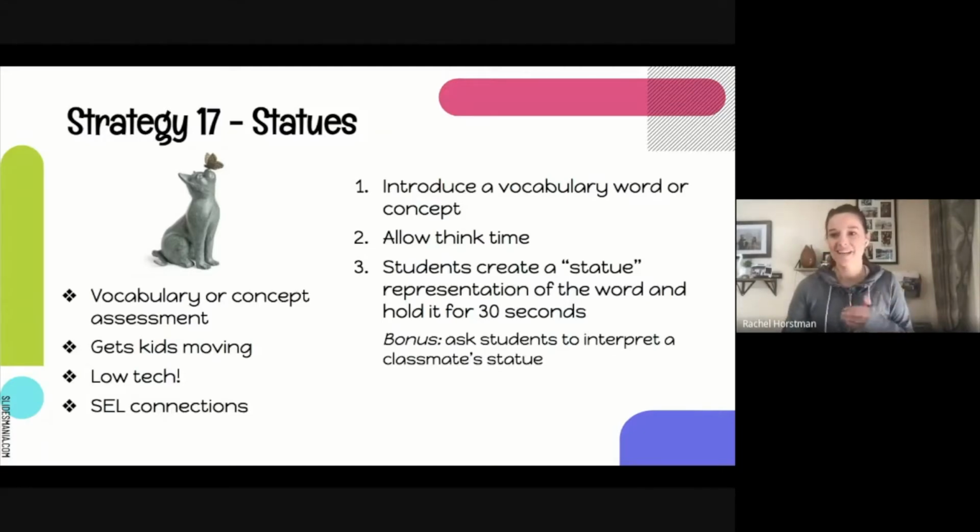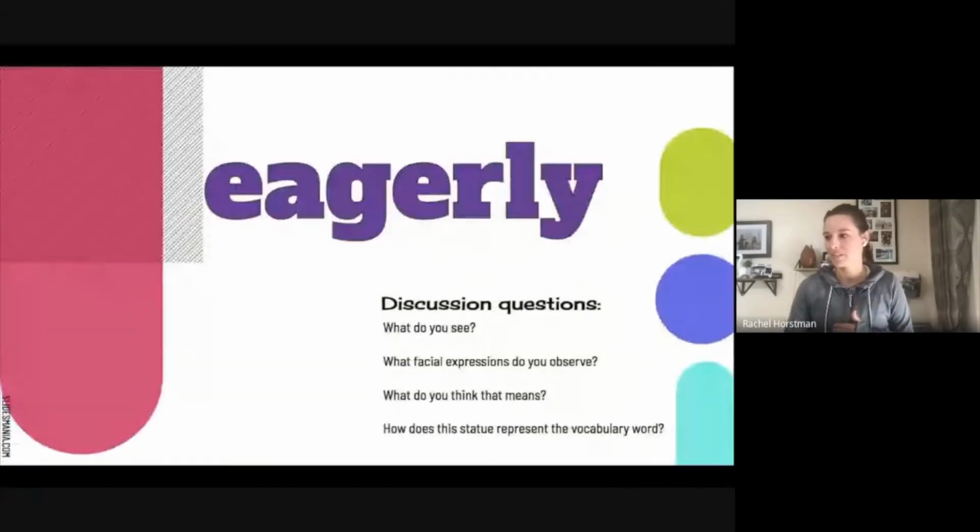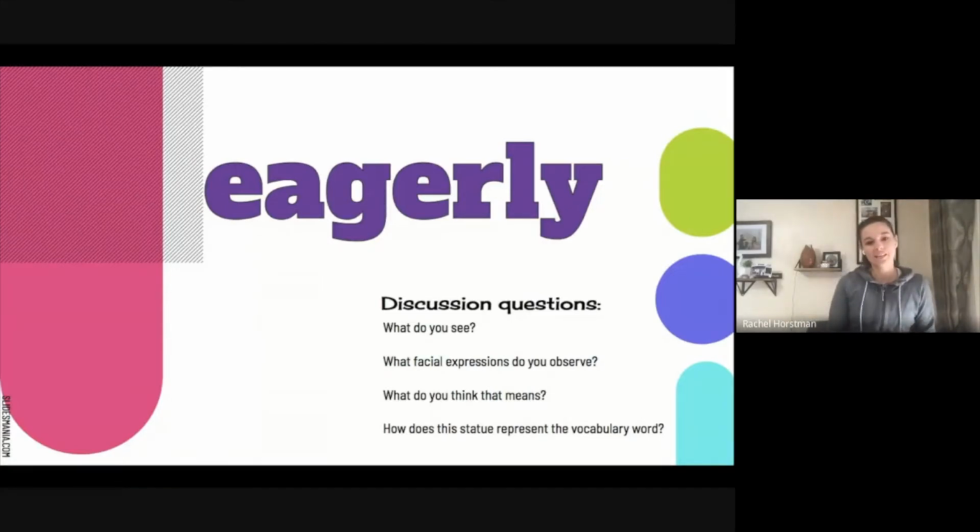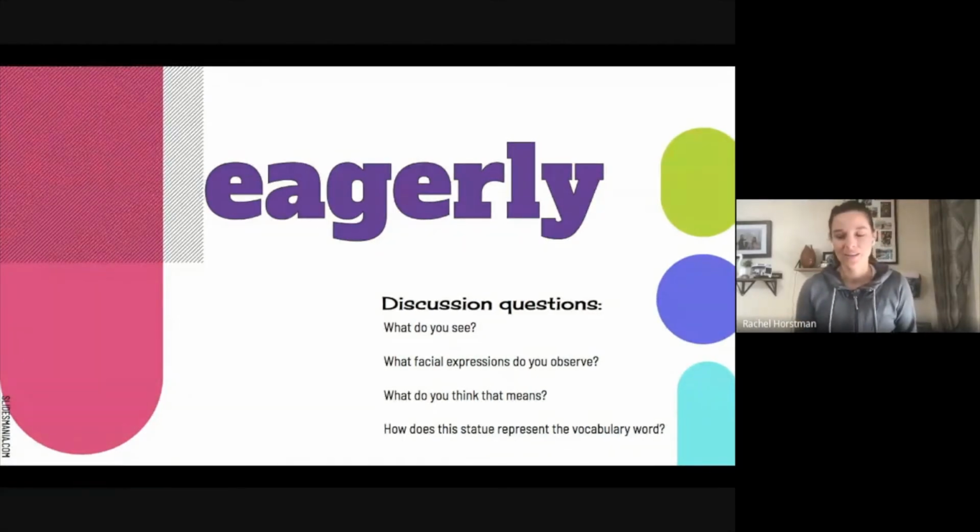And on the next slide, we're going to give this a try. I have a word here for you. So this would be a great vocabulary word for students, eagerly. What does it mean to do something eagerly? So I'm going to give you a little bit of think time. And if you're comfortable having your camera on, that would be great. This makes it a little more fun. Think of how you could represent this word with just the upper half of your body. So I'm going to give you about 10 more seconds of think time.